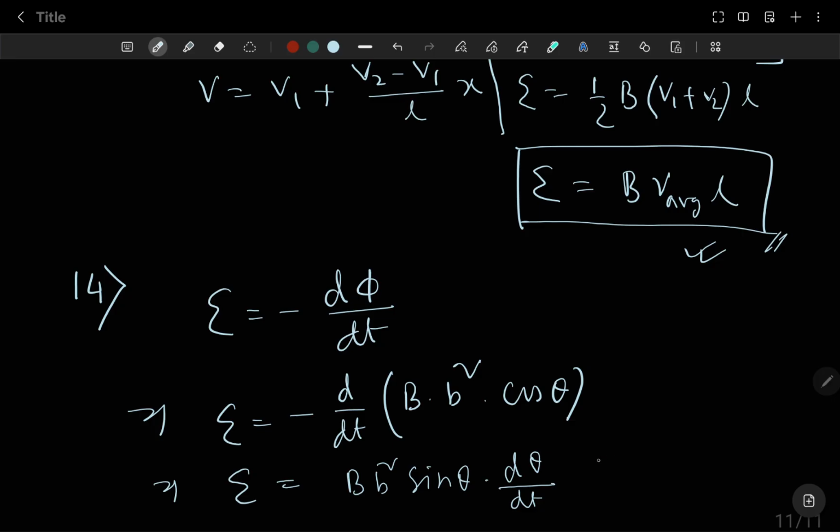So it will be B square, d theta by dt is omega, sin theta. Theta can be written as omega t. Okay, so it will be given like this.